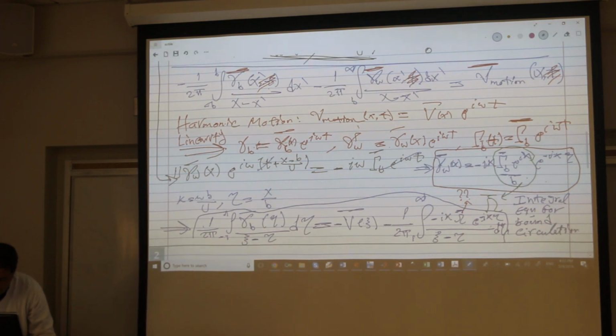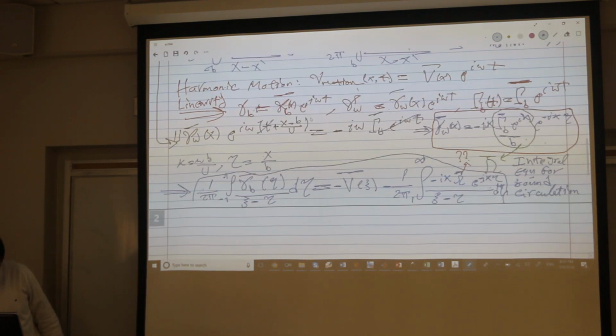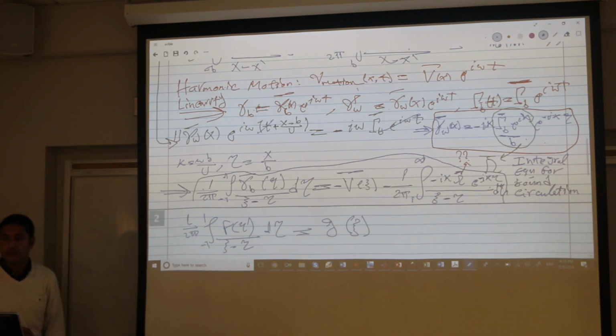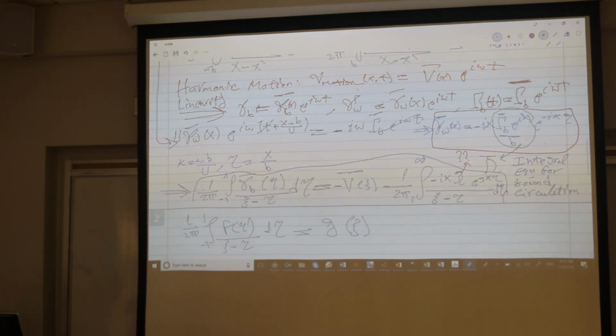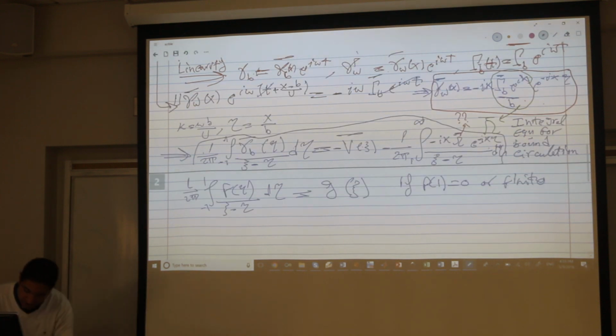Do you have a solution for this kind of equation? If you have something like 1/2 pi integral from -1 to 1 of any function of eta divided by zeta minus eta d eta equals some function of zeta, do you have a solution for this kind of thing? Any solution? Anybody remember the name of the solution? Exactly, it's the Sohngen inversion formula. If f of 1 is 0 or finite, which is our Kutta condition, then we have the solution right away, the Sohngen inversion formula.